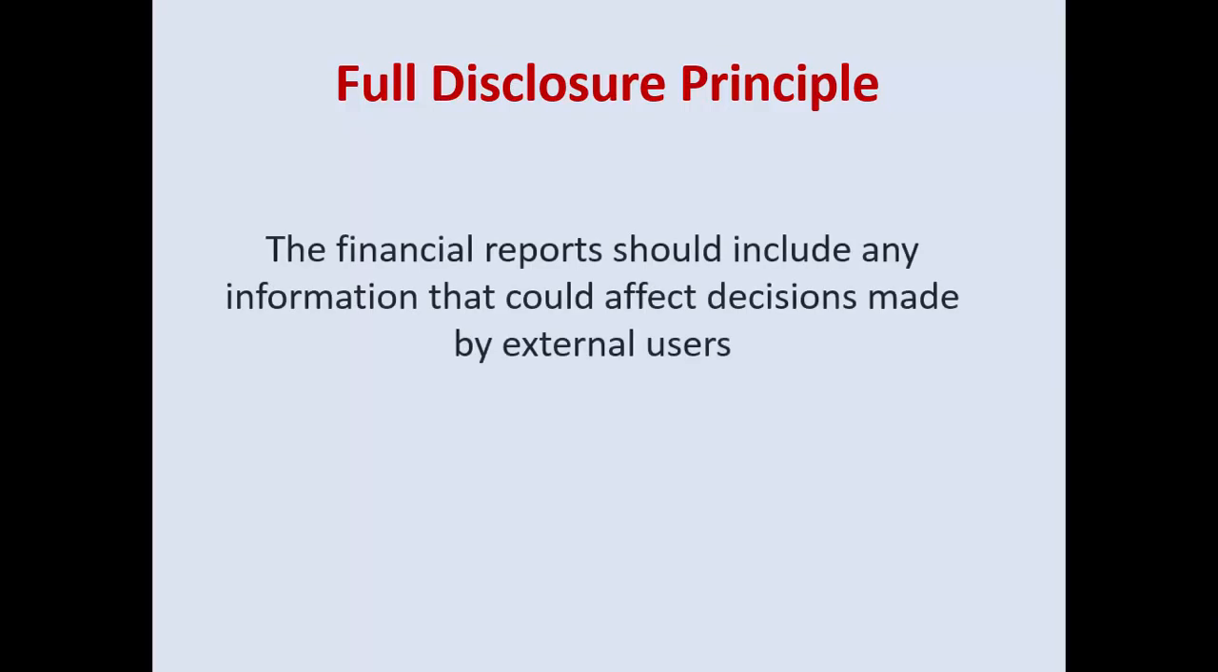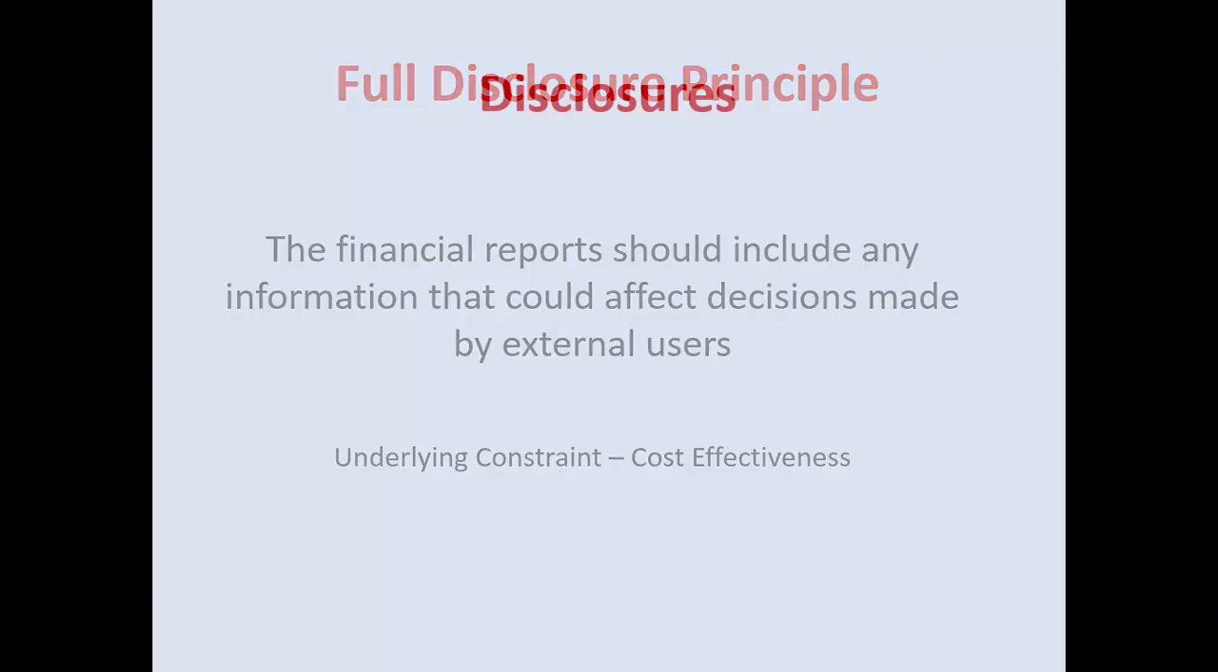The full disclosure principle was introduced in your early accounting principles courses, but this will look at it in much more detail. The financial report should include any information that could affect decisions made by external users. This is the ruling by FASB. But there is an underlying constraint, and that is cost effectiveness. So sometimes you may not be able to disclose everything, although you are encouraged to.